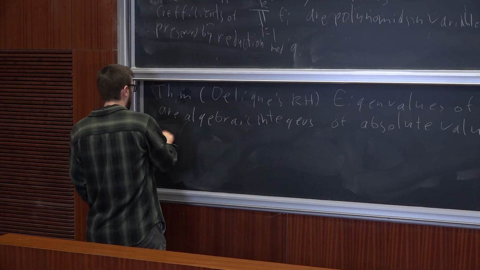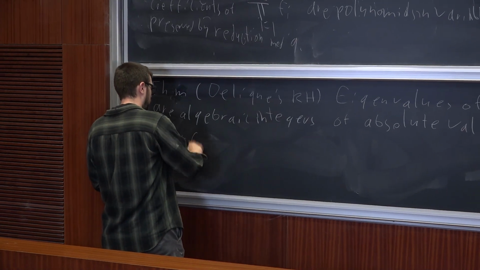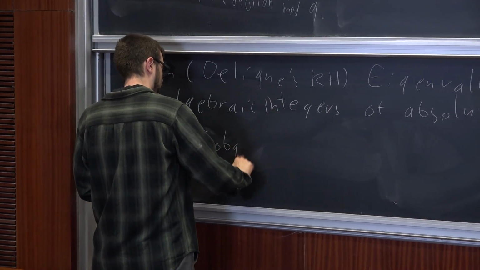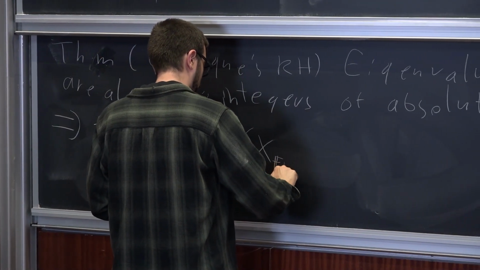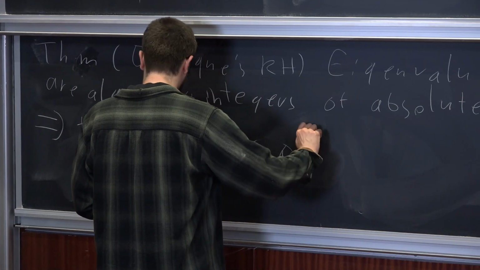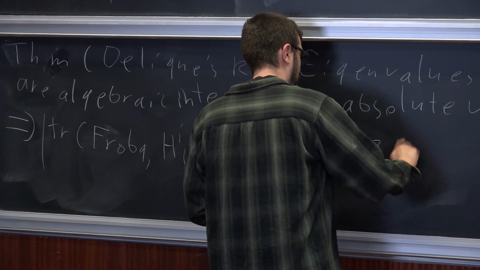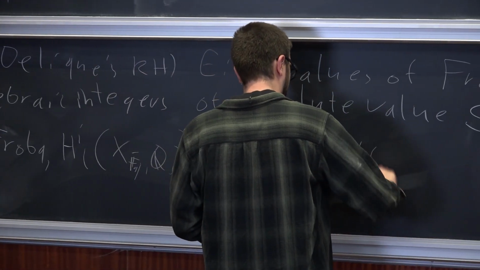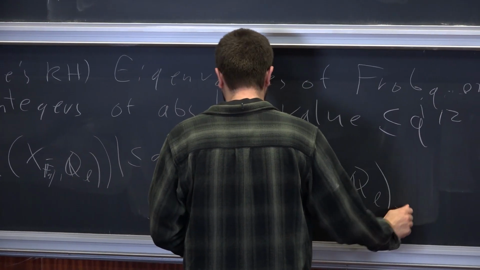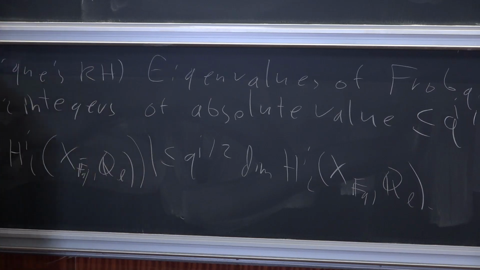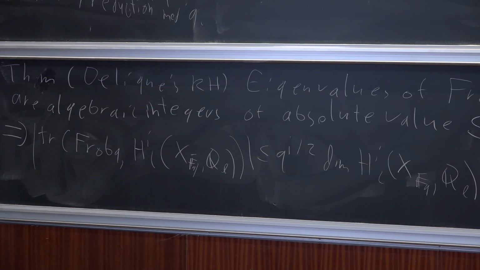So what's the corollary of that? The trace of Frobenius on the ith compactly supported cohomology group of X over F_q bar with Q_l coefficients is bounded by q to the i over 2 times the dimension of this cohomology group. Just by the very obvious theorem in linear algebra, the trace of a matrix is bounded by the largest eigenvalue times the dimension.